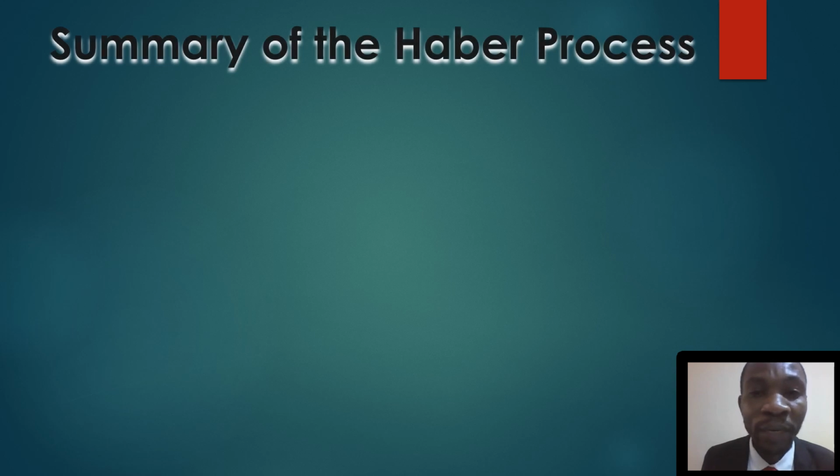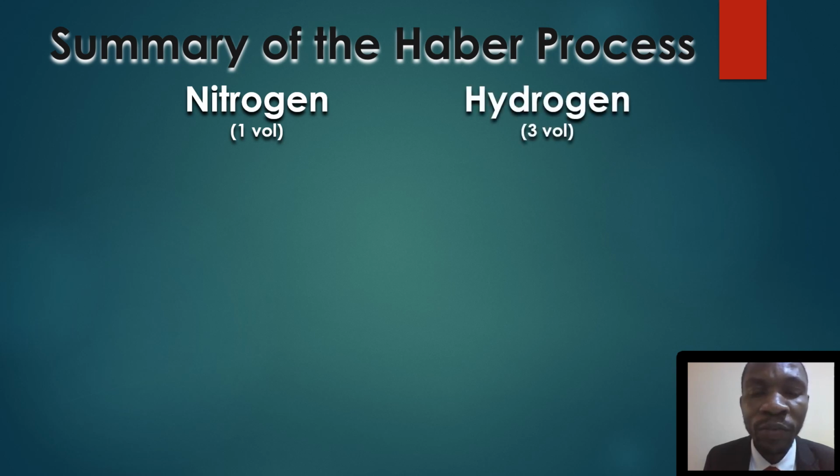Now, let me give you the summary of the Haber process, and I will do it in form of a flowchart. So from the chemical reaction, we have seen that 1 volume of nitrogen combines with 3 volumes of hydrogen gas, and these are the raw materials. So the raw materials, the starting materials in this process, are nitrogen and hydrogen. We need 1 volume of nitrogen and 3 volumes of hydrogen. So remember, these raw materials contain impurities.